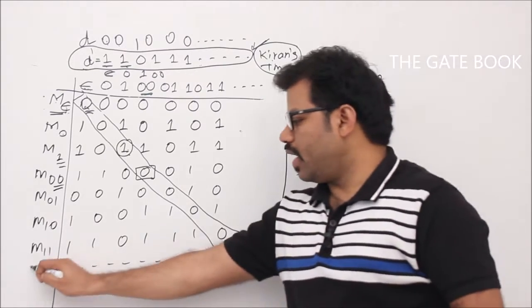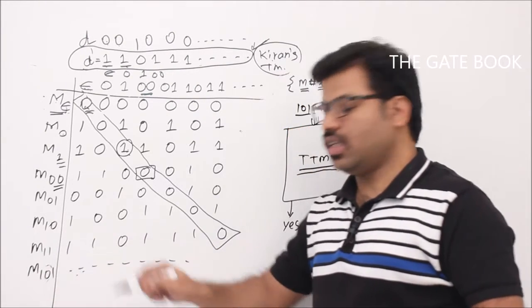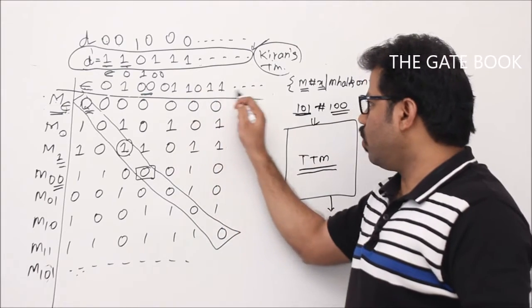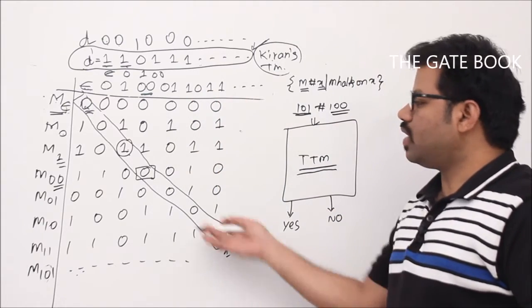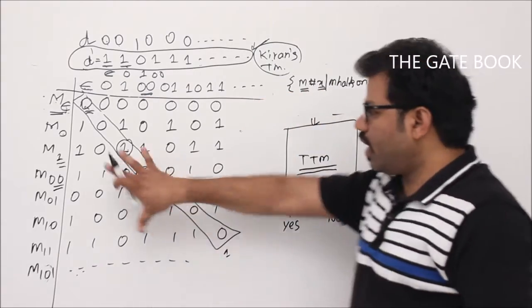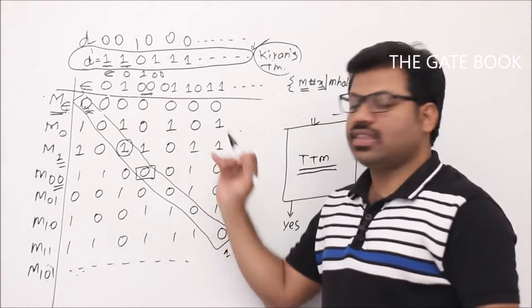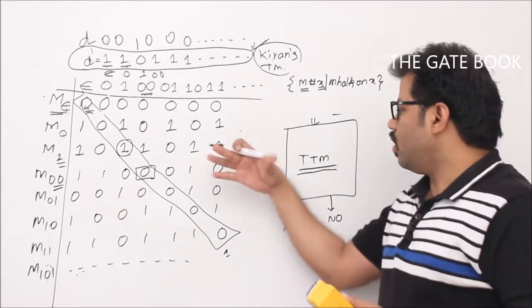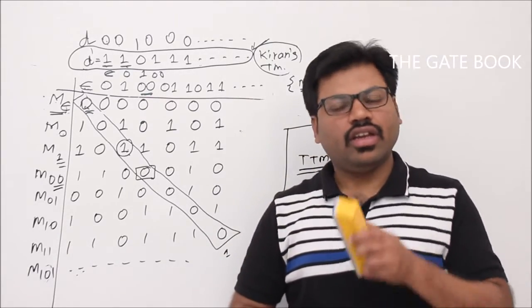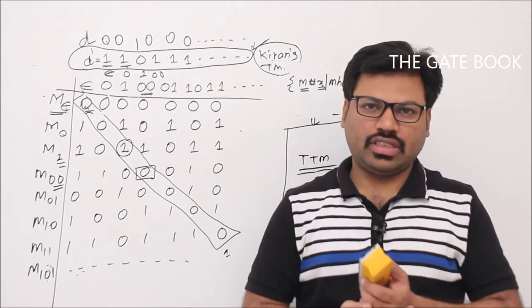Then definitely there will be an entry for the M101 Turing machine. The Turing machine name is M101 and the input is 100, here somewhere. Definitely there is an entry. Please check it out. So now you understand clearly how we created this matrix. This matrix is all about the decisions of this total Turing machine on each and every input and each and every Turing machine.